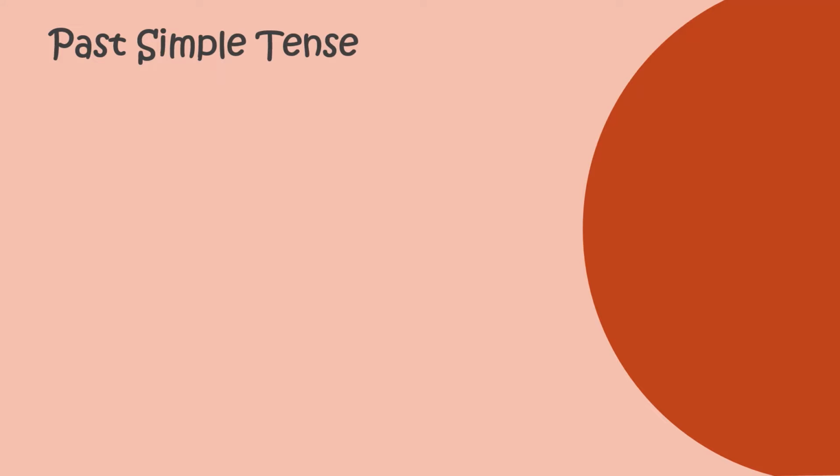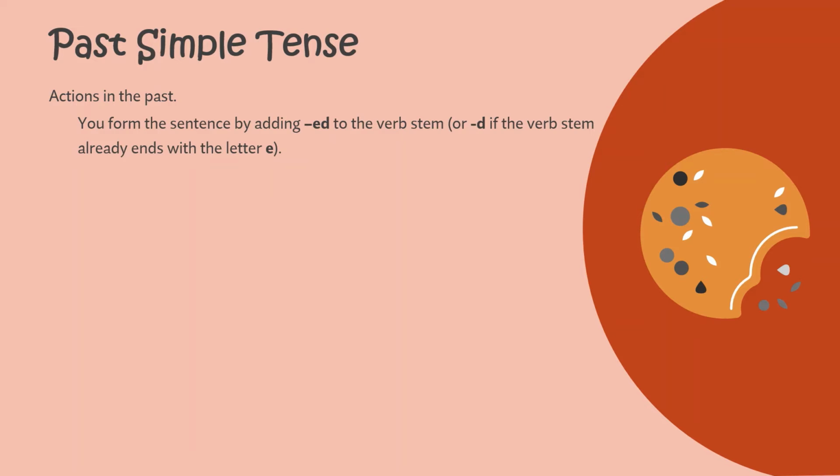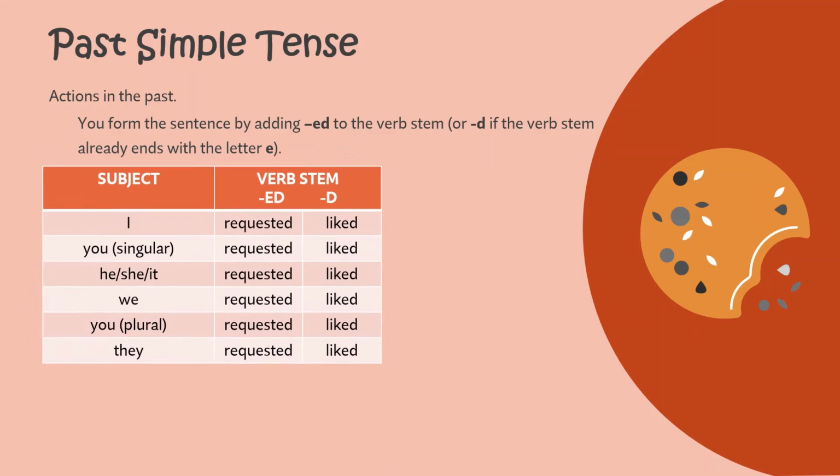We move on to past simple tenses. This tense refers to actions that have already happened in the past. Now with regular verbs, you form the sentence by adding ed to the verb stem. But if the verb stem already ends with the letter E, all you have to do is add D. The verb form changes in a question or negative statement.